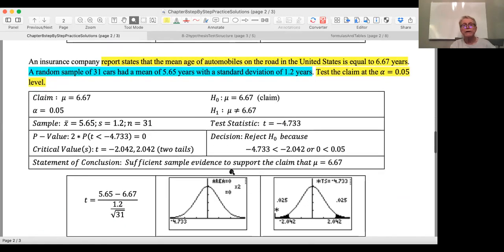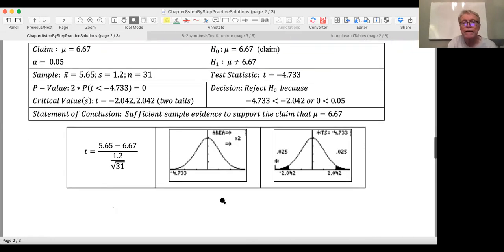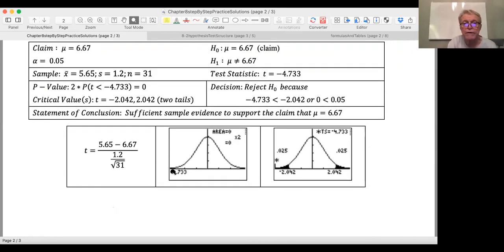And now let's go to the next one. Again, alpha is 0.05, and the alternate hypothesis is not equal, making it a two-tailed test. Our test statistic is t equals -4.733. This is a rather trivial case for the p-value, but what we would do is draw the picture of the t distribution, mean is 0, and we plot the test statistic. It's on the left, negative 4.733. It's way out here, okay?